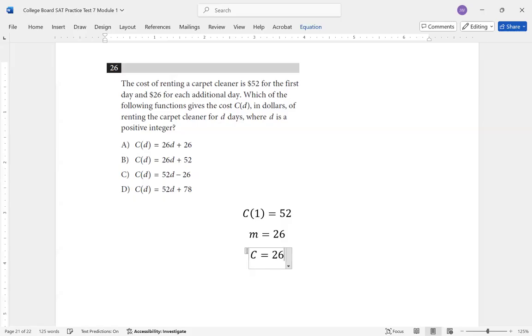So I know that my cost, I'll just write C for now, is going to be equal to 26 times the number of day rental plus some number B. What does that number B have to be? Well, it has to be such that when you plug in 1 to your D, you get out a 52. So you get out $52 for exactly 1 day. And this is forcing us to have a B of 26.